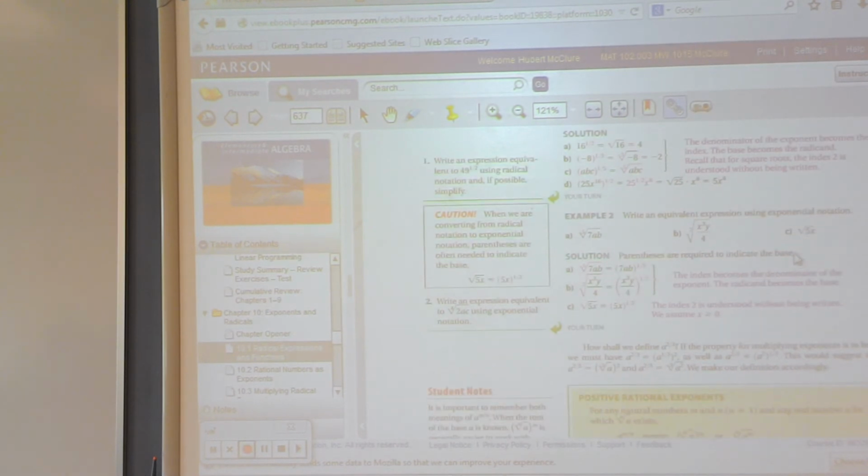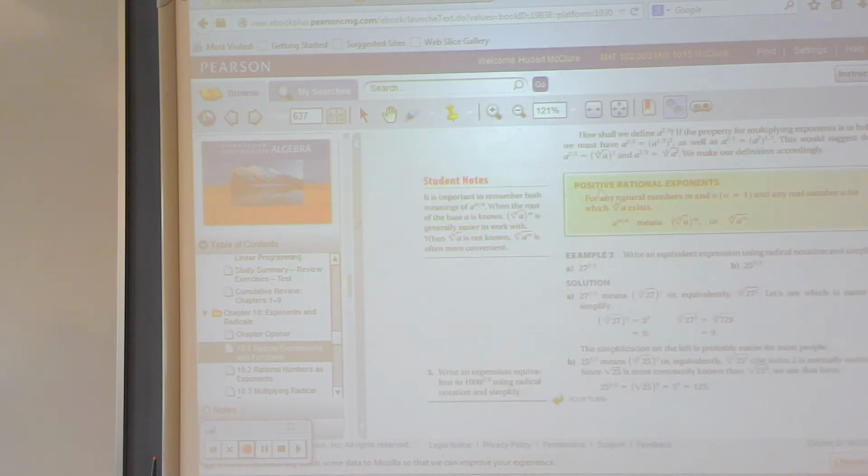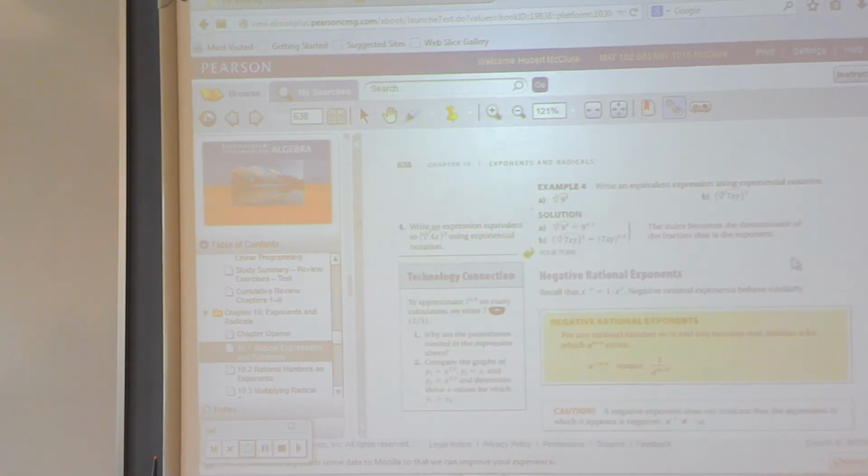Still going over a lot of the positive rational exponents. We've already talked about that. So he's made her mad. She left.